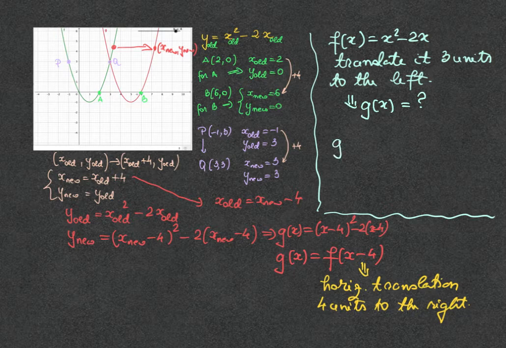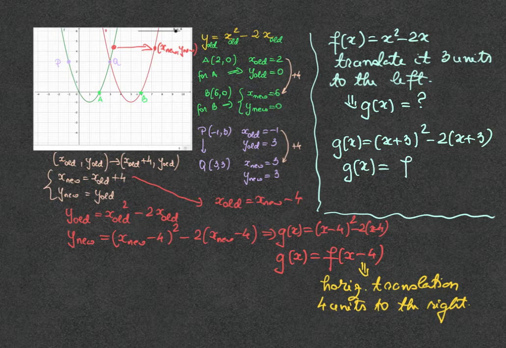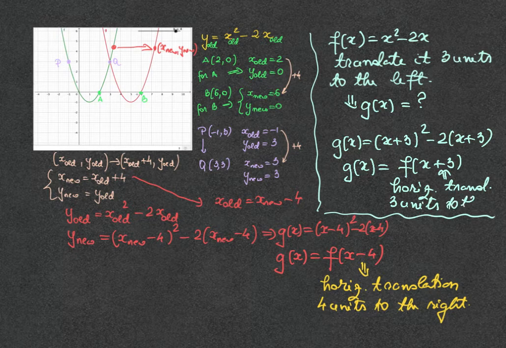You should have found that g of x is (x plus 3) squared minus 2 brackets x plus 3, or g of x equals f of x plus 3. And this will denote a horizontal translation 3 units to the left.